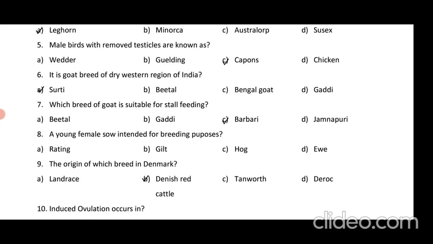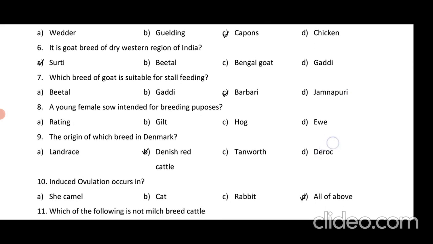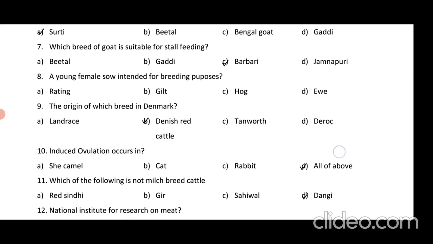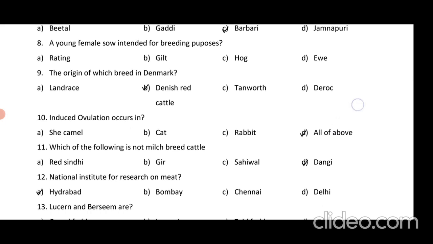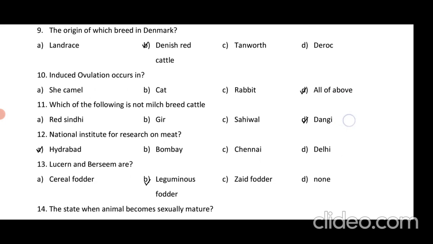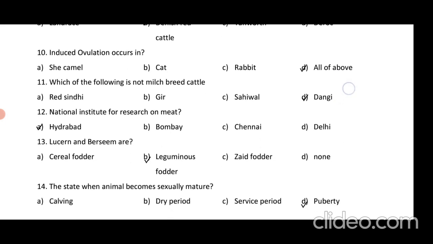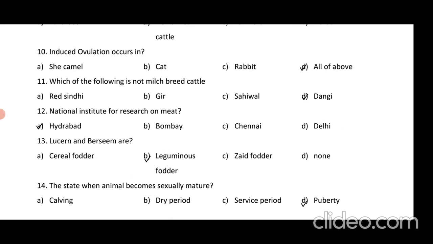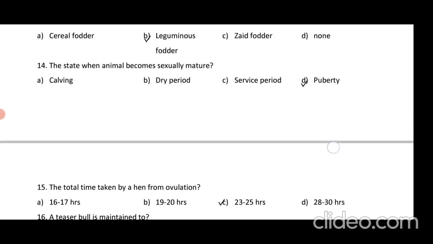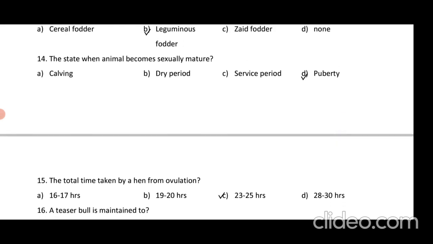Danish Red cattle is from Denmark. Induced ovulation occurs in all of the above: camel, cat, and rabbit. Which of the following is not a milch breed of cattle? Dangi. National Institute of Research on Meat is in Hyderabad, India. Lucerne and Berseem are leguminous fodder. The state when animal becomes sexually mature is puberty. The total time taken by a hen from ovulation is 23 to 25 hours, approximately 1 day.